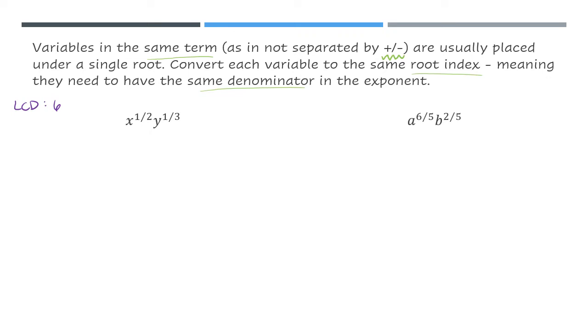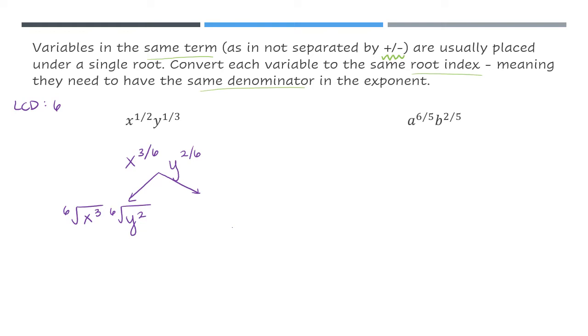So one way to rewrite this expression is to change x to the 1/2 into x to the 3/6. That's equivalent. And y to the 1/3 we can say is y to the 2/6. Now there are maybe two trains of thought. We can turn each of these separate variables into radical form themselves. So I can rewrite x to the 3/6 power as the 6th root of x cubed, and y to the 2/6 power as the 6th root of y squared.